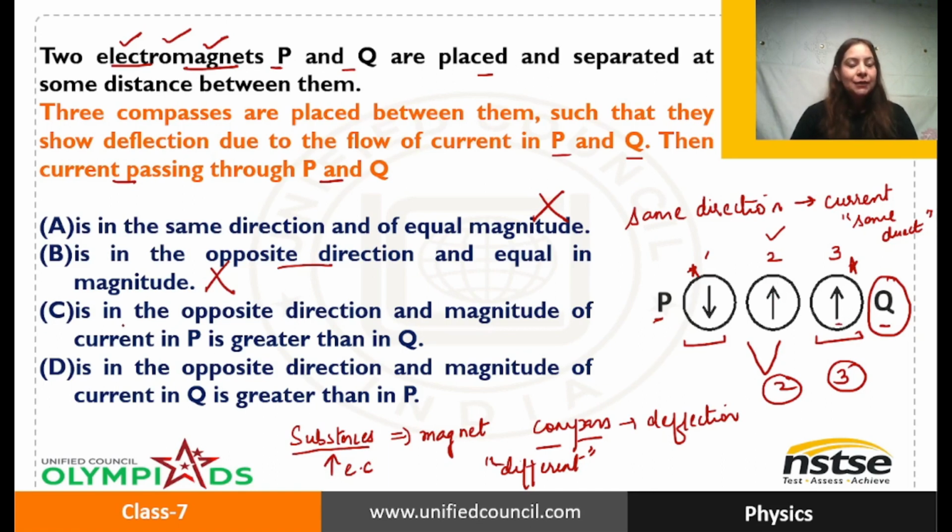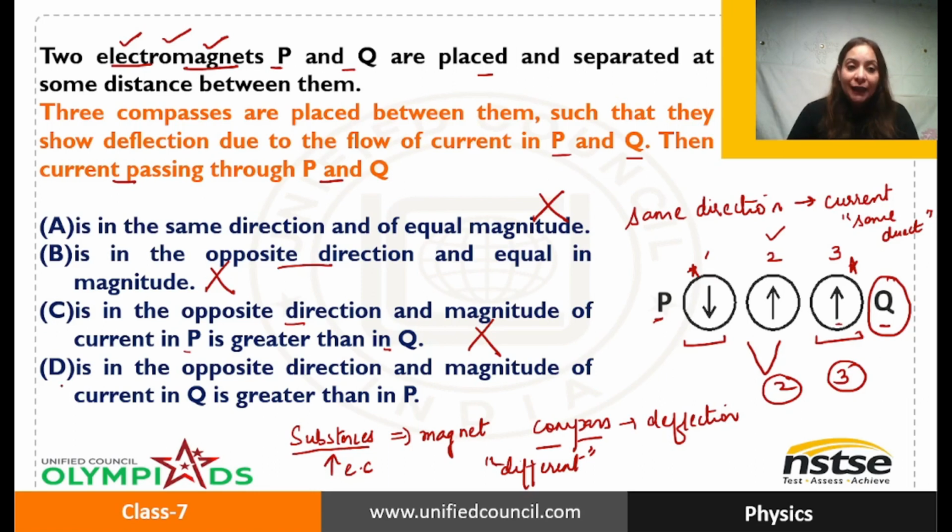Okay, let's see. C: the current is in the opposite direction and the magnitude of current P is greater than Q. No. See, if the magnitude of current P were greater, then the magnetic field produced by it would be of greater magnitude and the two would have been pointed down. So again, no, because whatever magnetic field is produced by P and Q is just because of the strength of the current passed through them. The one which has more strength of current would have a stronger magnetic field.